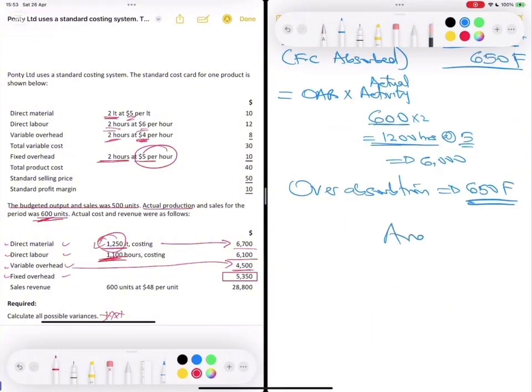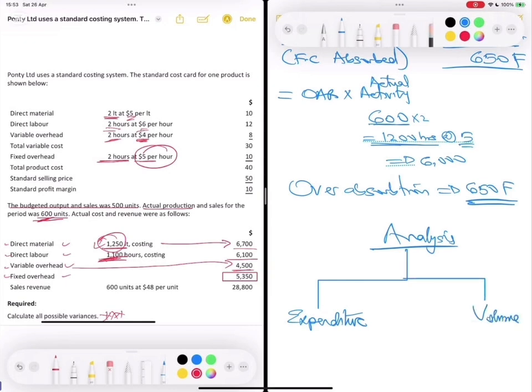Now we need to analyze it. Remember, there's a two-stage analysis for fixed cost. There's a part where you separate volume and expenditure. Then you separate volume into efficiency and capacity. So let's do the first stage, which is expenditure and volume.